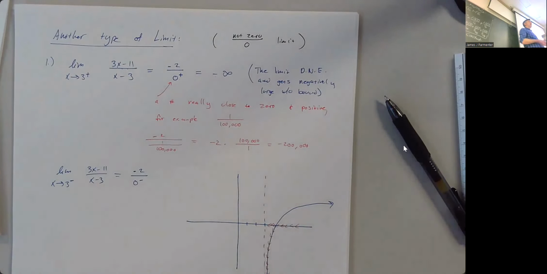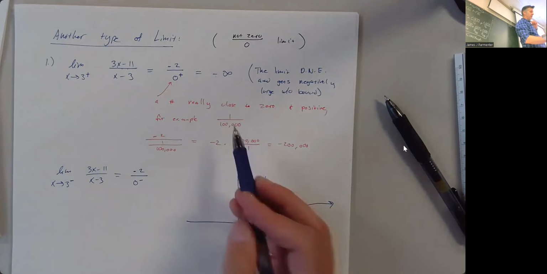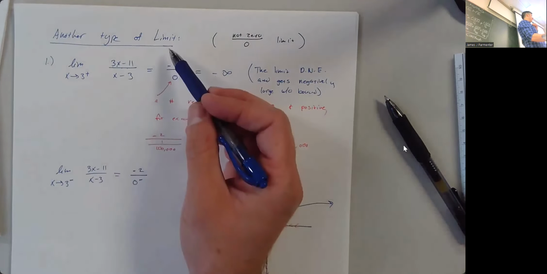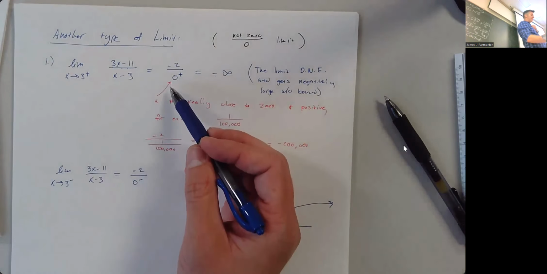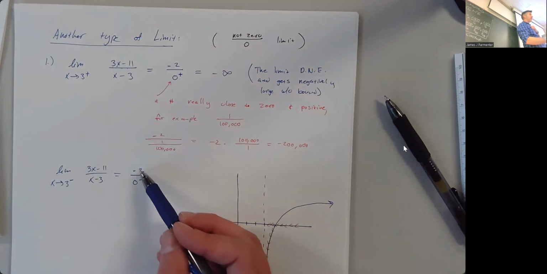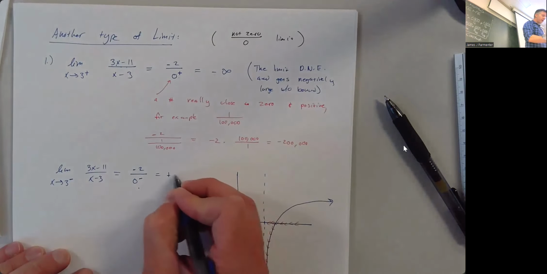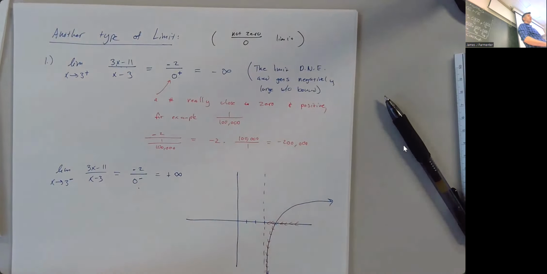Here's what I know. I know that not zero divided by a super duper tiny number gets really, really big. It might be negatively big if it's a negative divided by a positive. It might be positively big if it's a negative divided by a negative. So here we're getting positive infinity, because you have a -2 divided by a negative super tiny number.